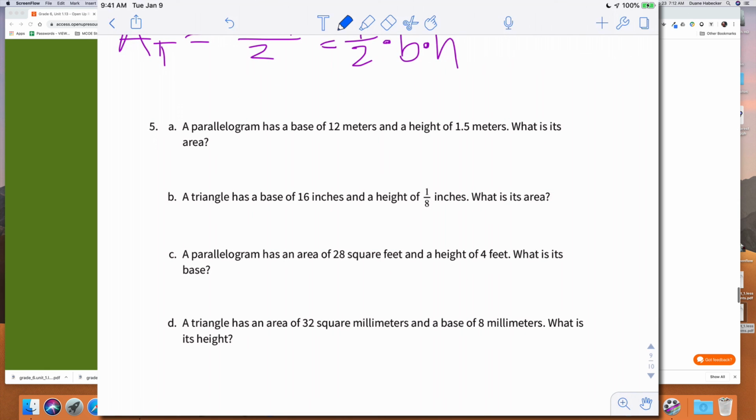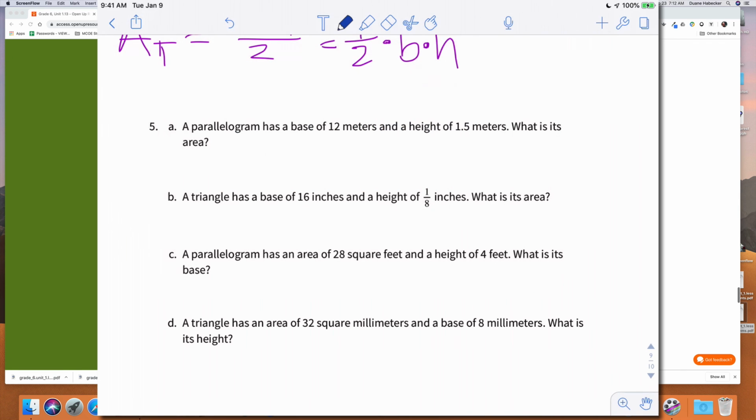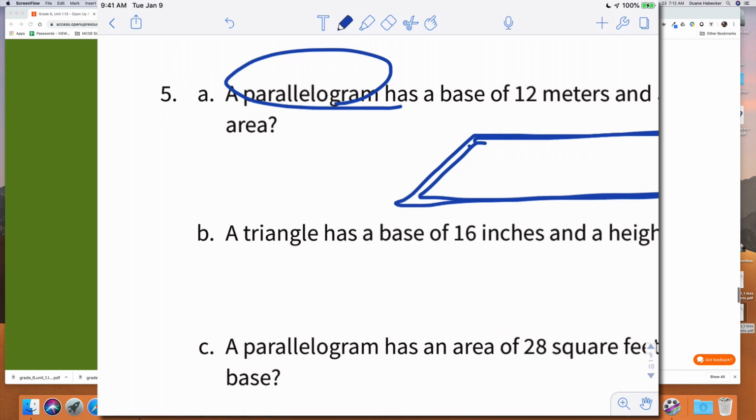A parallelogram has a base of 12 meters and a height of 1.5. What is its area? So we got a refresher course. What the heck is a parallelogram? Well, it's got a base of 12 and a height of 1.5, and I'll just pretend. And remember, typically a parallelogram is going to look like that kind of shape, although technically a rectangle counts as a parallelogram.